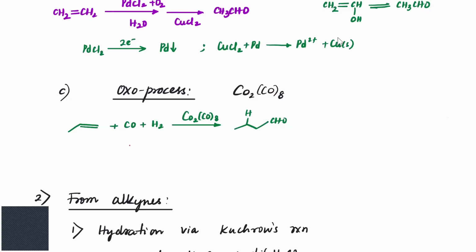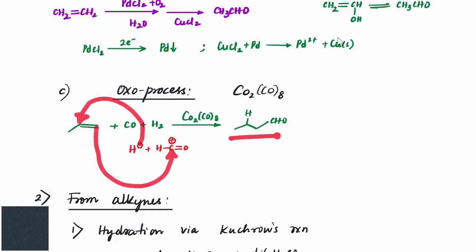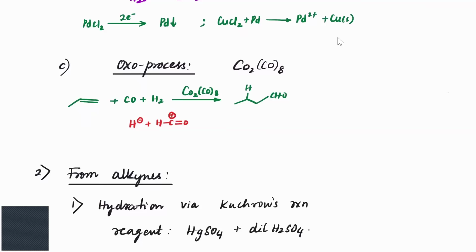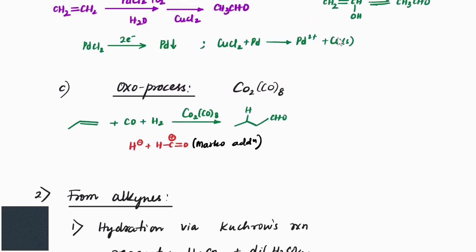The reaction type is like this, where CO and H2 combined together will form H minus and HC=O plus. Now assume as if you are making a Markovnikov addition. That means the pi bond will attack here, H minus will attack here. That causes aldehyde formation. So this kind of Markovnikov addition will lead to the formation of aldehyde. This is called the oxo process.